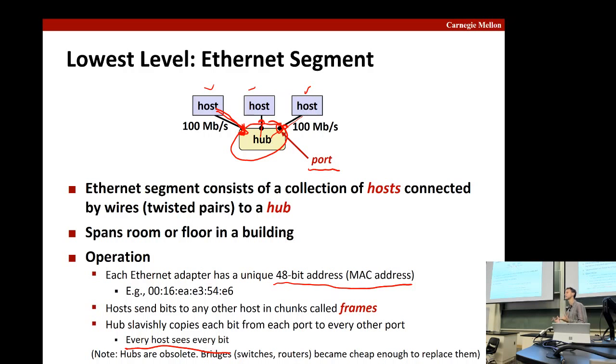Okay. Now, just an aside, this is the classic way to build up these networks from the bottom. But for most installations today, people don't even bother with hubs. They used to have an economic advantage, but now bridges that we're going to talk about next, switches and routers have become cheap enough that people tend not to even bother with hubs.